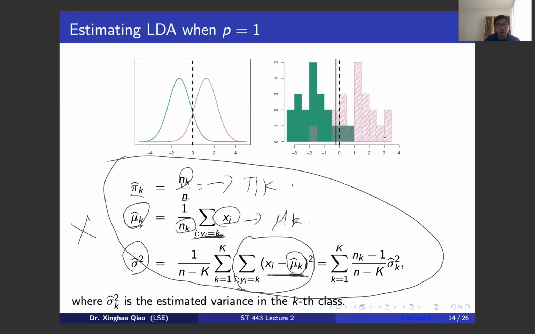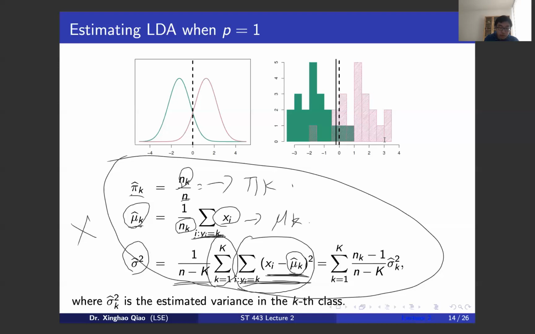We need to pool the estimated variance across different classes and finally give an overall estimate for the variance. To do that, we need to sum over all the possible classes. And here, this term is the estimated variance. And finally, we need to divide it by the degree of freedom. So remember, here we need to divide it by n minus k.